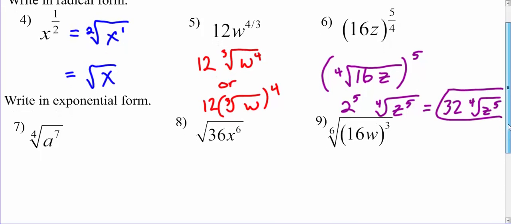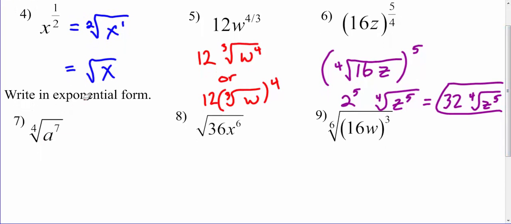All right, on problems 7 through 9, we have a similar but opposite process to what we did on 4 through 6. This time we're taking radicals and writing them in exponential form. So here we go. We have the 4th root of a to the 7th. I could rewrite that as a to the 7/4. And you know what? We are done with that problem. I like fast problems. I don't know about you. All right, let's take a look at the next one.